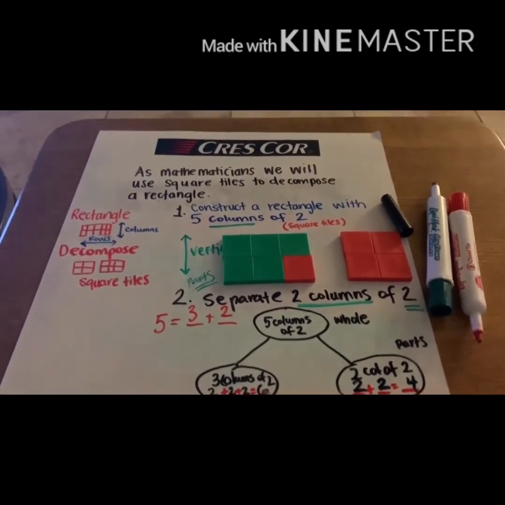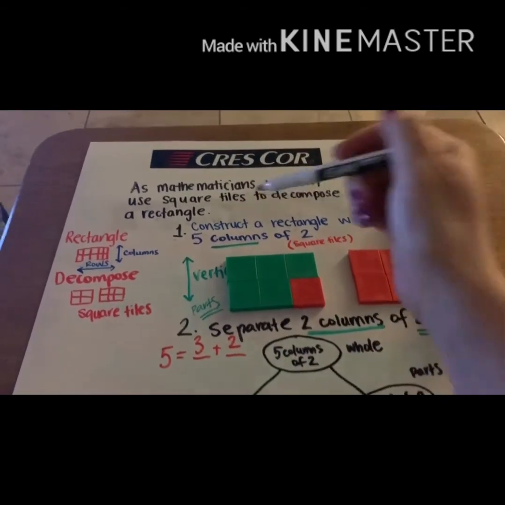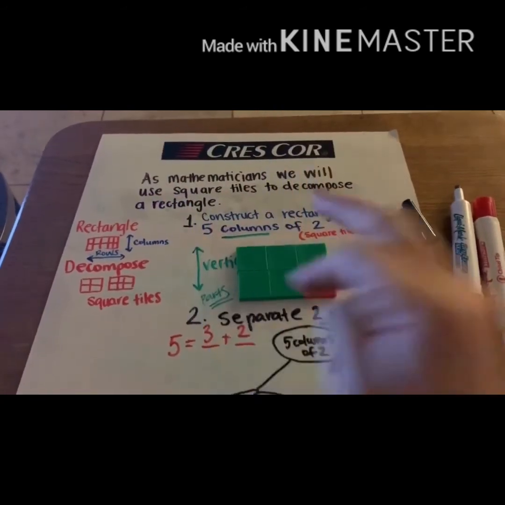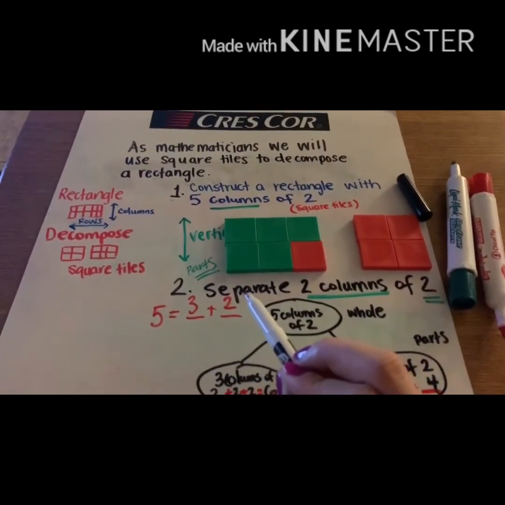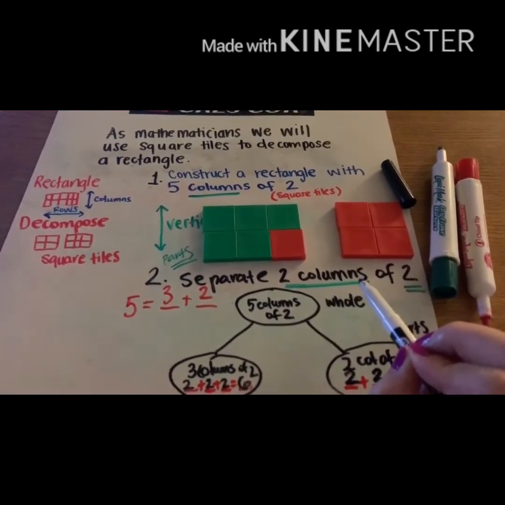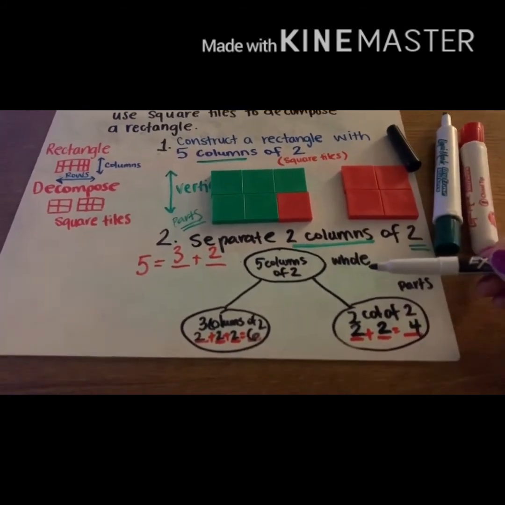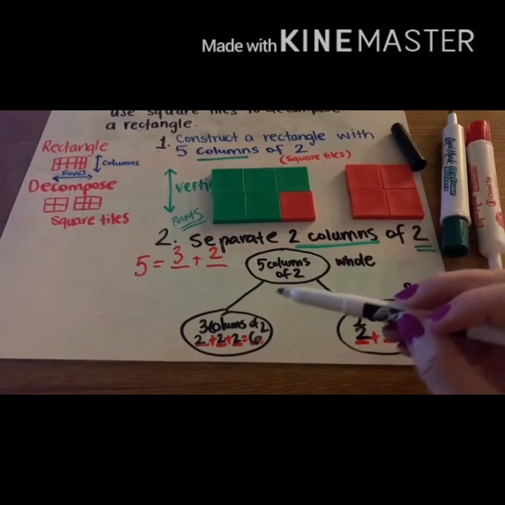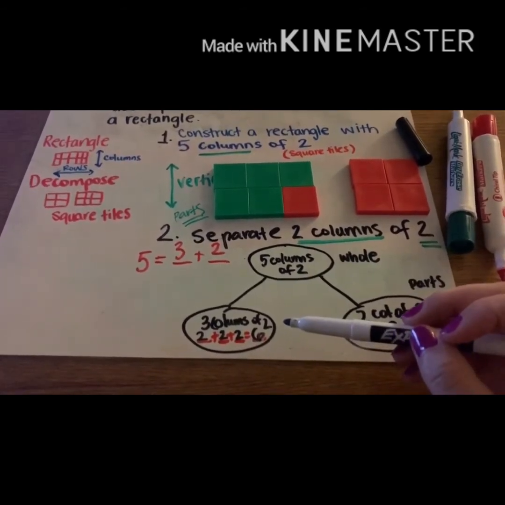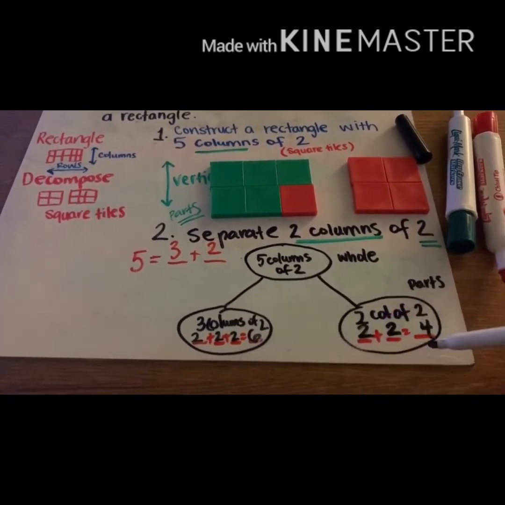All right, let's review. First, we need to construct. Number 1, construct, make your rectangle. Number 2, you're gonna separate, you're gonna decompose, break apart your rectangle into bigger columns of 2. You're gonna write your number bond, number 3, with the holes in the parts. And finally, number 4, you're going to write your repeated addition sentence.